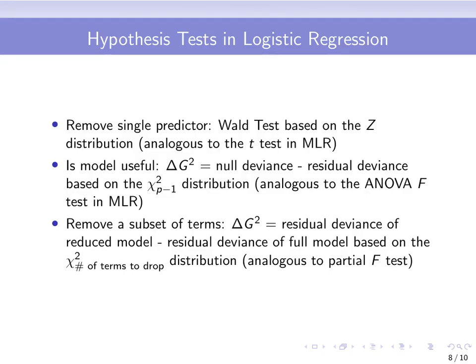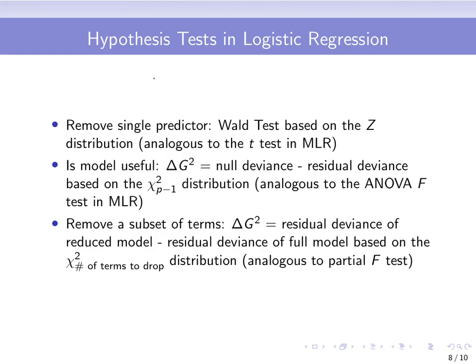So what kind of hypothesis tests do we have in logistic regression? A lot of these tests, you can view them and realize that there are some similarities with what you've seen so far with ordinary least squares regression. If you have multiple predictors and you're looking to remove just a single predictor, we perform what we call a Wald test, which is based on the z distribution. This is analogous to the t-test in multiple linear regression.